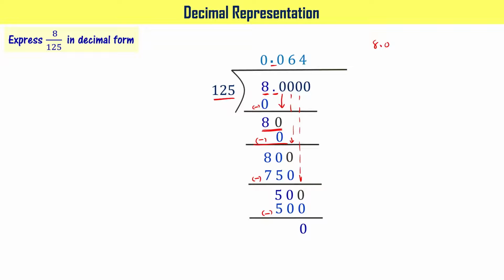It means the quotient 0.064 is equal to 8 by 125, right? Let's write that. This is what we wanted to do when you want to represent a given rational number in its decimal form, right?